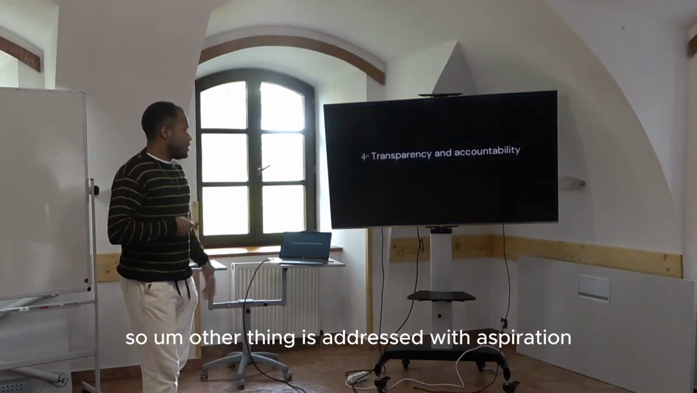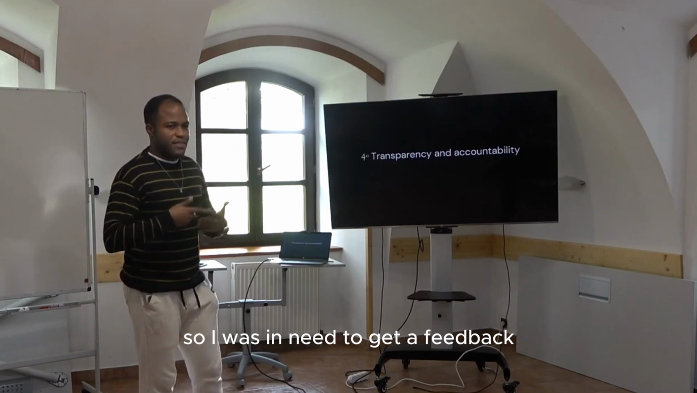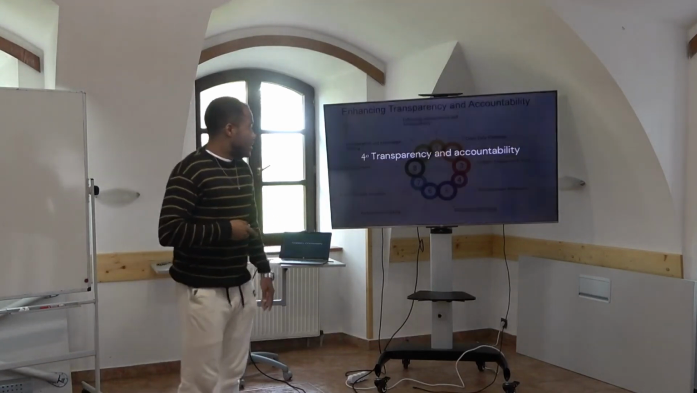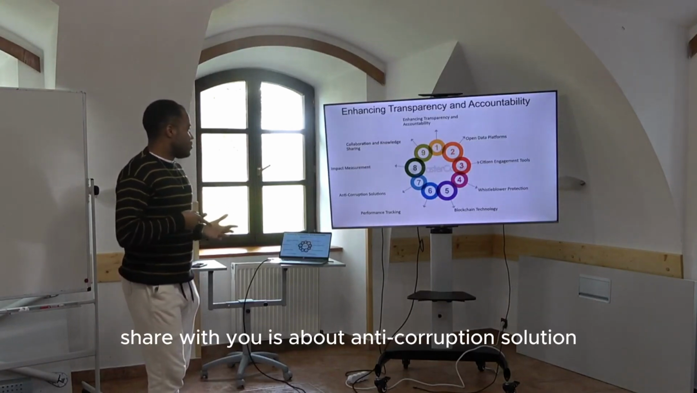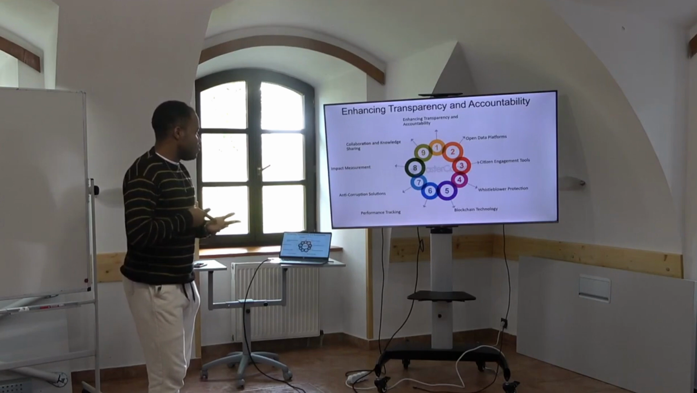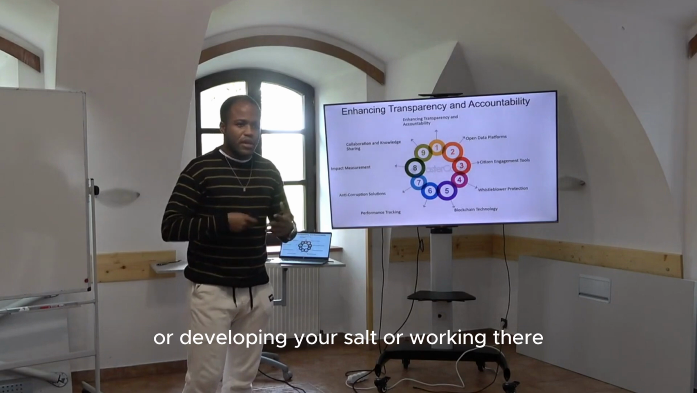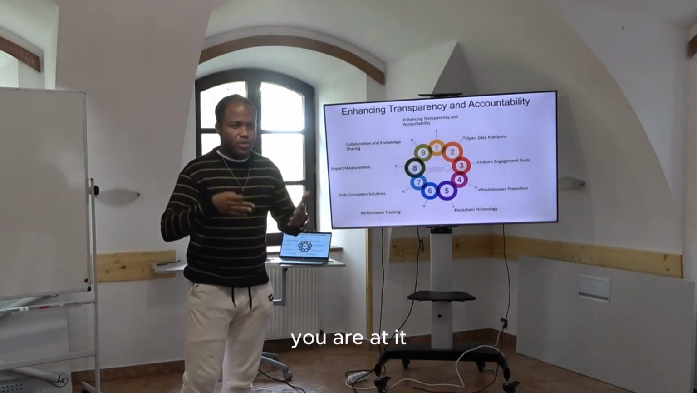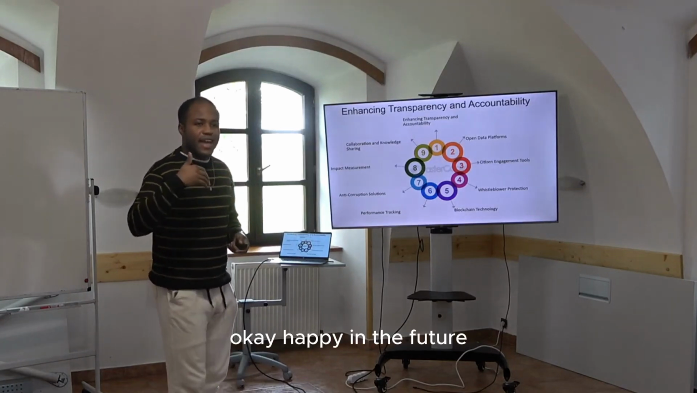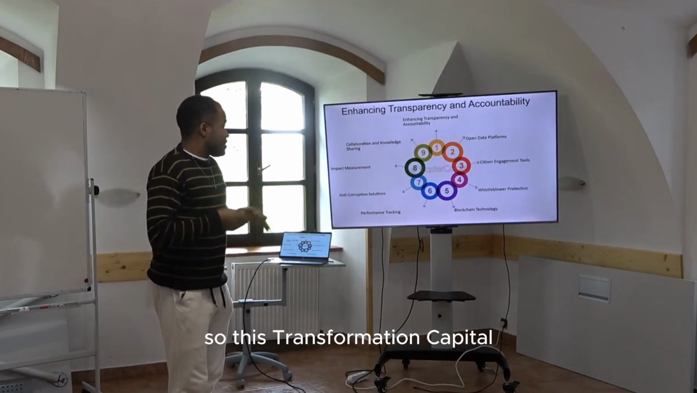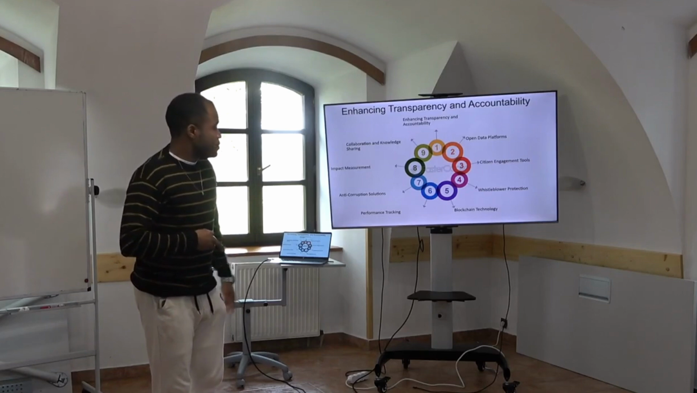Another thing is transparency and accountability during the project. You always need to get feedback. How are things in your project? So this is one of the principles. And one of the things that I like to share with you is about anti-corruption solutions. The more money you are earning in the project, developing your software, working in your professional area, the more we need to have solutions to solve problems that can happen in the future. So these transparency and accountability principles can help you during these projects.